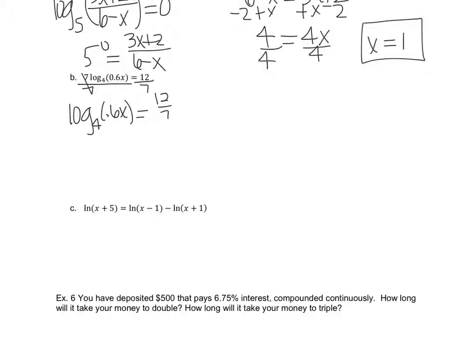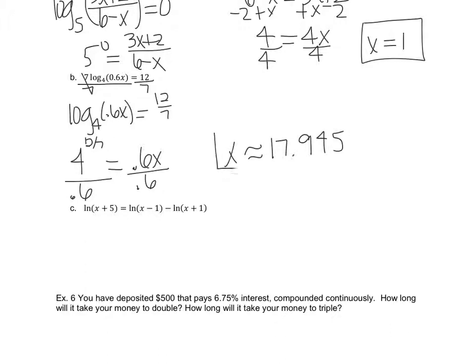So now I'm going to change this to exponential form so that I can solve for x. So 4 to the 12 sevenths equals 0.6x. And then I'm going to divide both sides by 0.6. So then in your calculator, you can do 4 raised to the 12/7 power divided by 0.6. And you get approximately x equals 17.945. And that will be my answer.